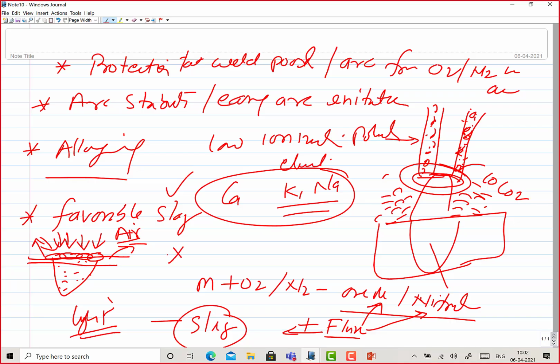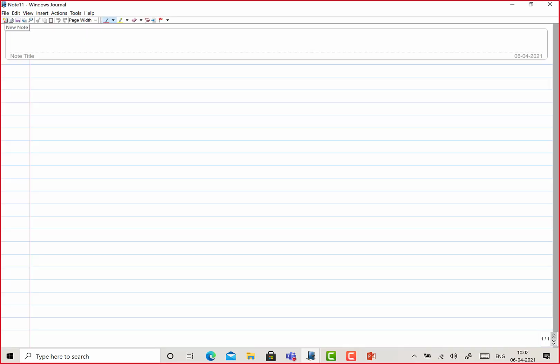Then the fifth one is, since the current flows through the core wire and the flux acts as an insulator, the short-circuiting tendency due to touching here and there is avoided if the coating acts as an insulator. So acting as an electrical insulator can be another purpose of applying these coatings on the electrodes.